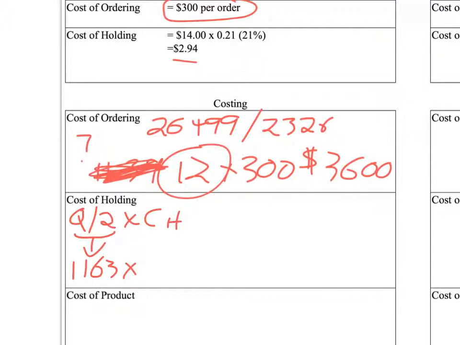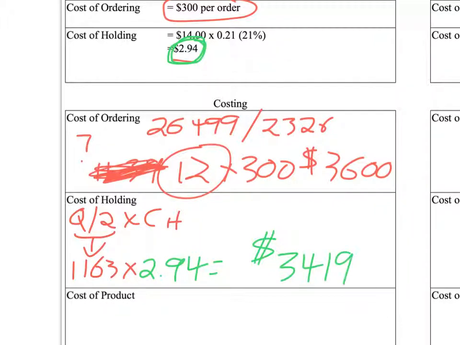Now, our cost of holding in this particular case is $2.94. Again, I'm going to change colors. We're getting that up here. Right, our cost of holding that we've already figured out is $2.94. So that means that our cost for holding is $3,419. I'm going to skip the pennies. I'll just round that to the dollars. It's 22 cents, but I'll get rid of the pennies for that.